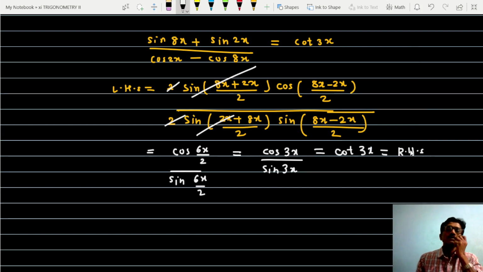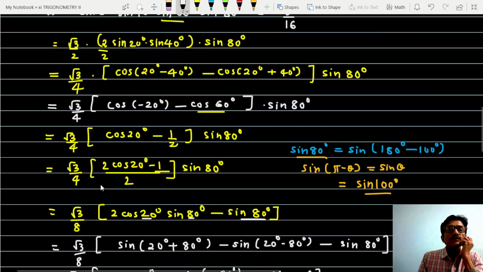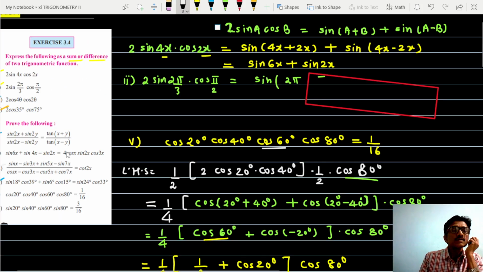Yes. So yes dear students, in this video we have completed this exercise 3.4, which is based on factorization and defactorization formula.